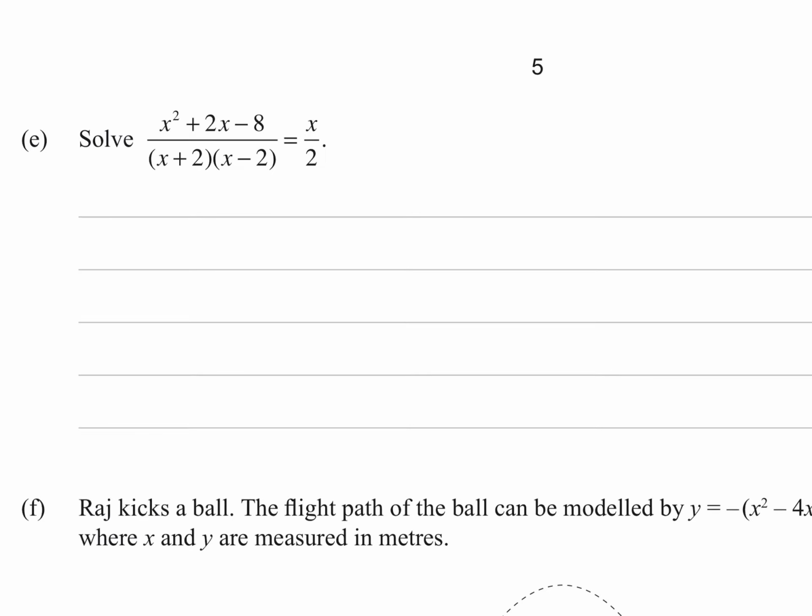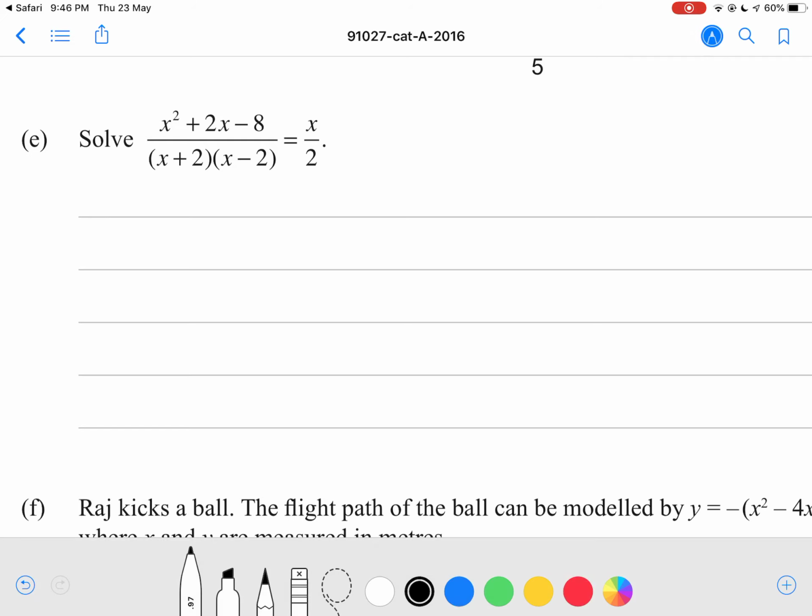Solve (x squared plus 2x minus 8) divided by (x plus 2) multiplied by (x minus 2) equals x divided by 2. Okay, so basically we're going to cross multiply. So we're going to say this multiplied by this is equal to x squared plus 2x minus 8 multiplied by 2. So cross multiply basically.